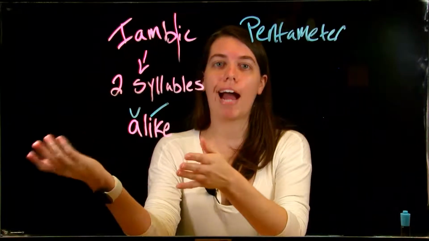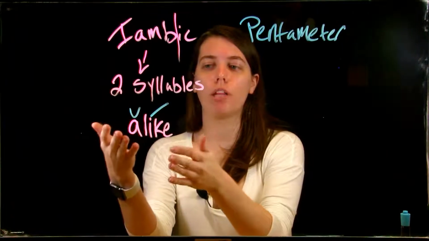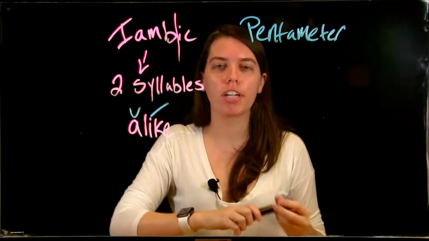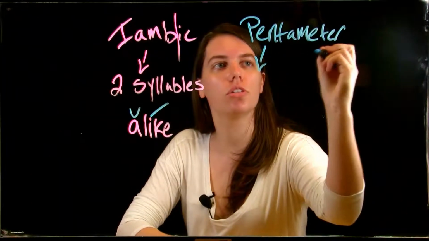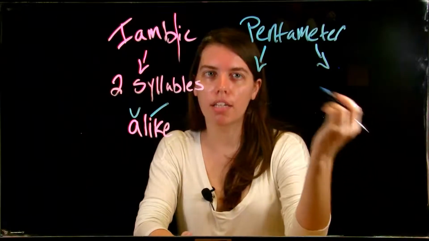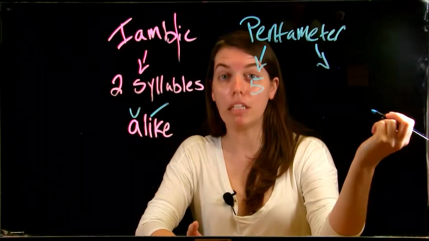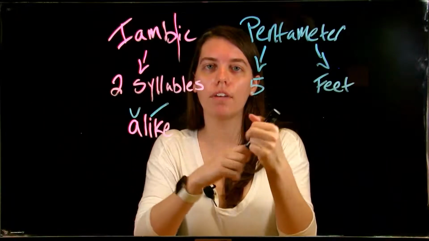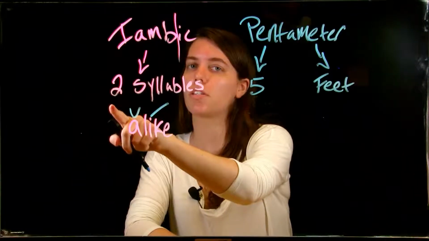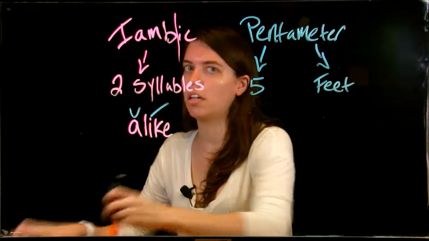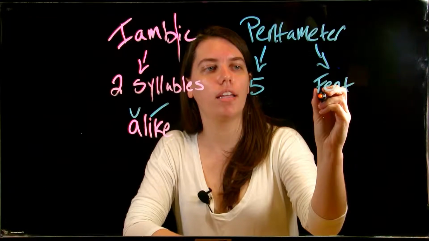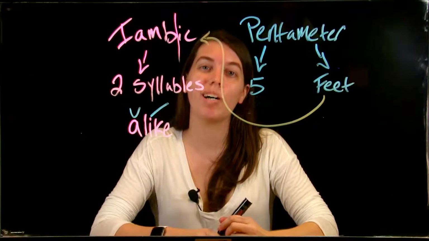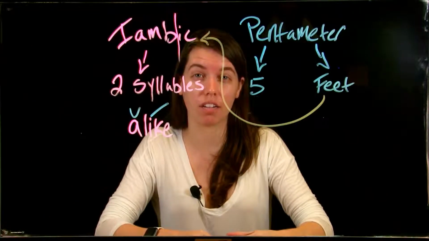So now that we know what an iamb is, which is two syllables following an unstressed, stressed pattern, what is a pentameter? Pentameter can also be broken down into two definitions. Penta meaning five and meter meaning feet. So it is five feet. If iamb means two syllables, then we have a line that has five feet of two syllables, meaning we'll have ten syllables in the entire line of verse.